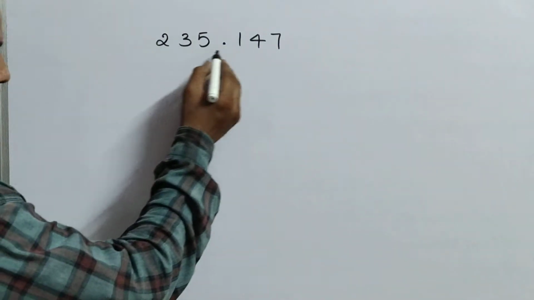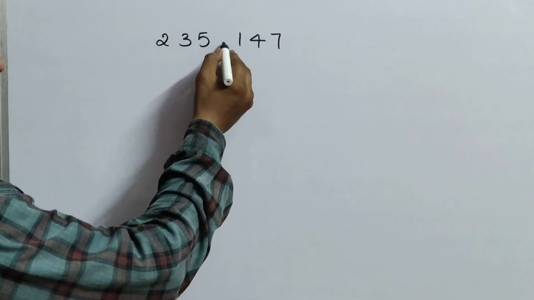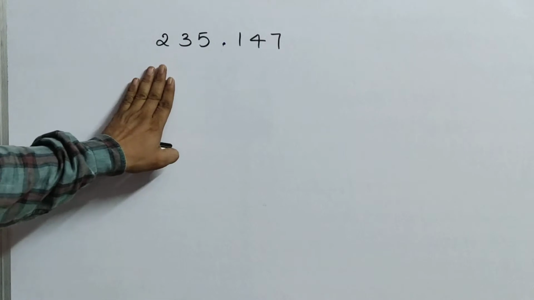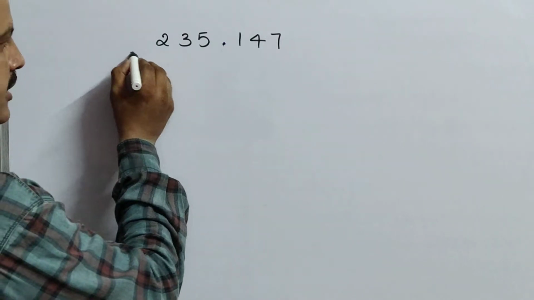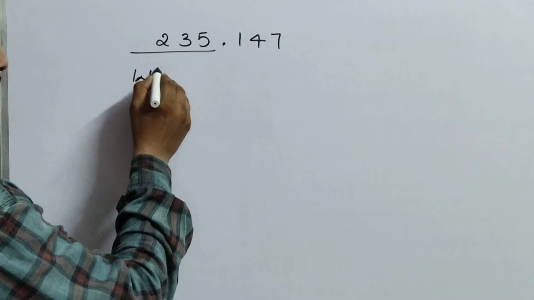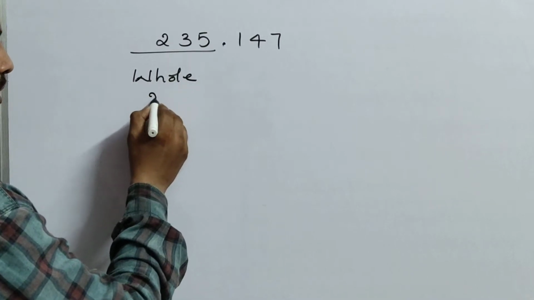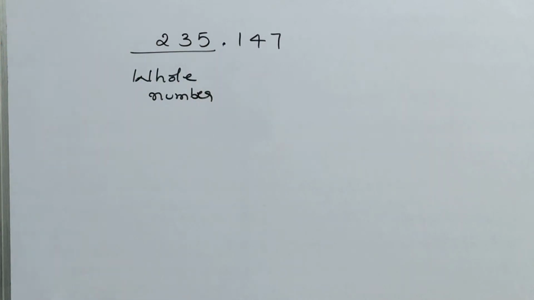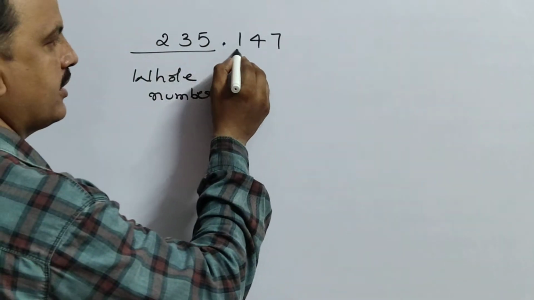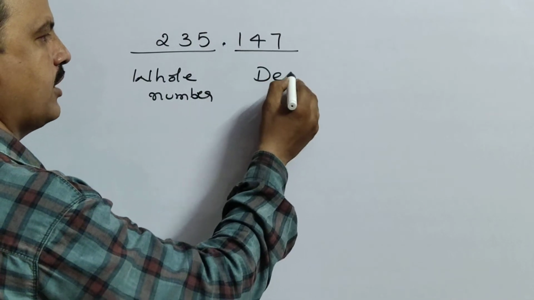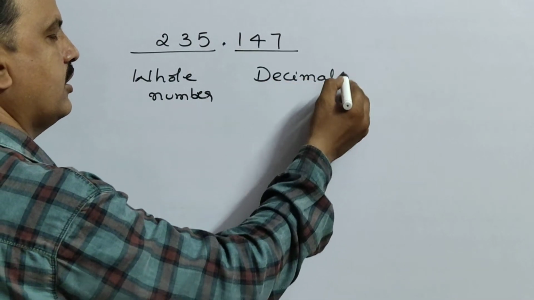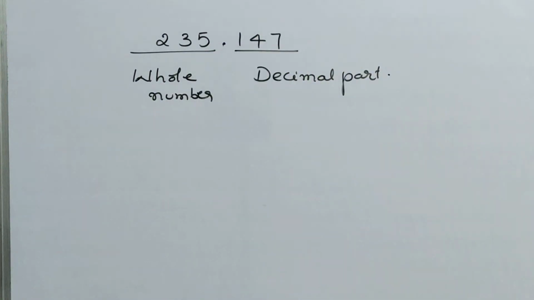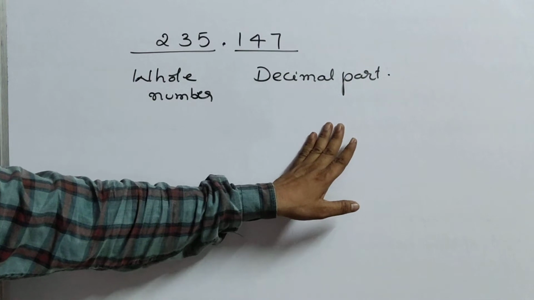But here, a decimal point is at the center between these two numbers. If you clearly observe, this is the left side. Here, the left side is called the whole number. Before the decimal, everything is called a whole number. And this is the decimal part, because it comes after the decimal, that's why it is called the decimal part. Okay, children.